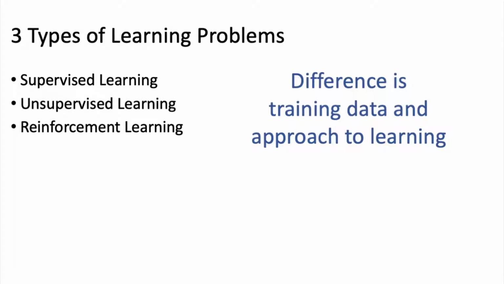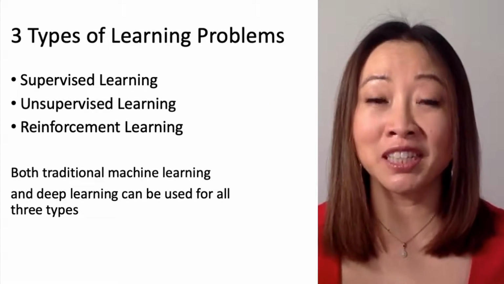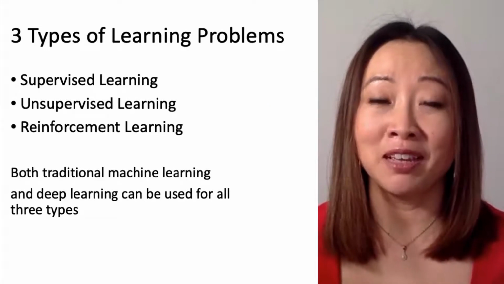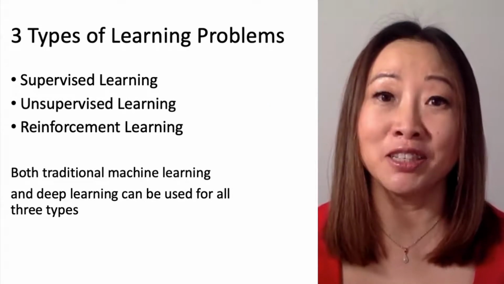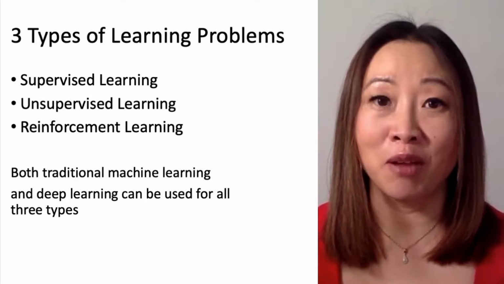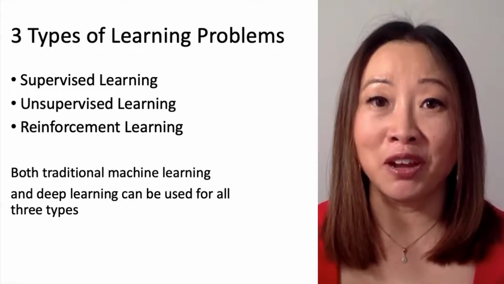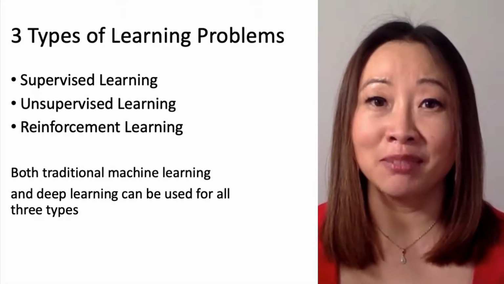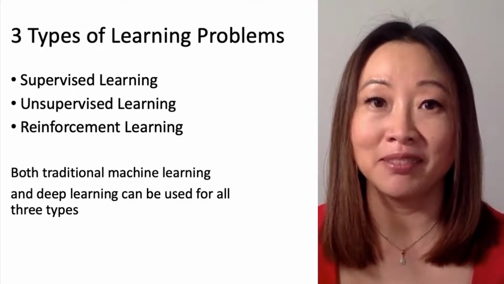Because the information in the training data differs, supervised, unsupervised, and reinforcement learning models will take different approaches to learning about the data. So while both traditional machine learning and deep learning can be used to solve supervised, unsupervised, and reinforcement learning problems, the use of deep neural networks has created great advancements for all three types of problems.